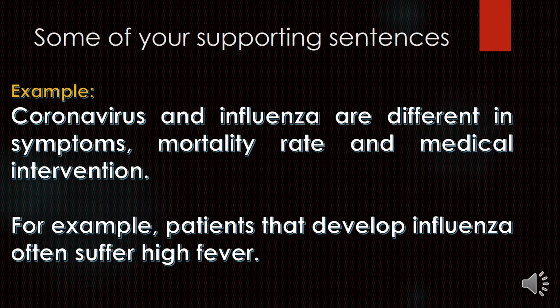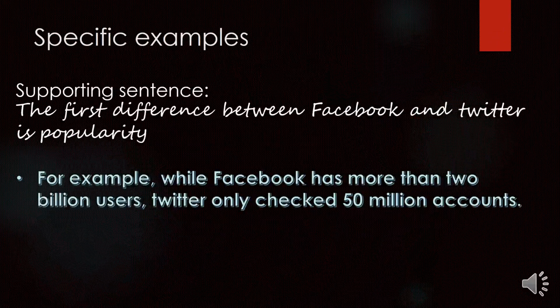So, there's no supporting sentence here. There's no supporting sentence because the supporting sentence should say, the first difference between coronavirus and influenza is symptoms. For example, patients that develop influenza often suffer high fever, but you need a supporting sentence and then specific examples. After the supporting sentence, you need specific examples.